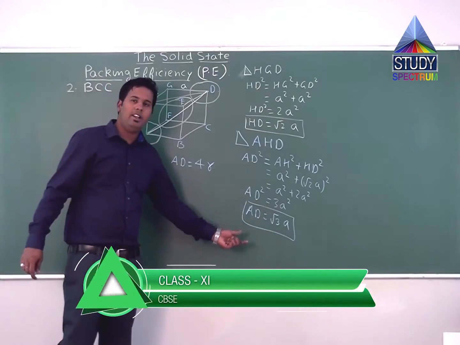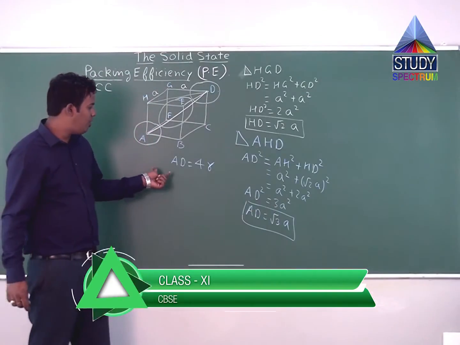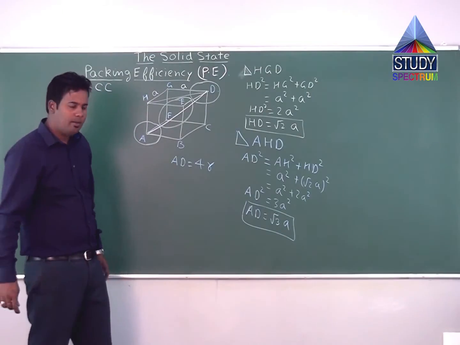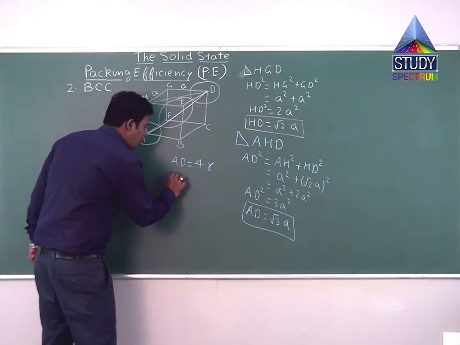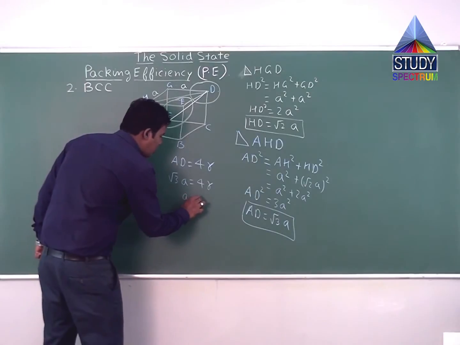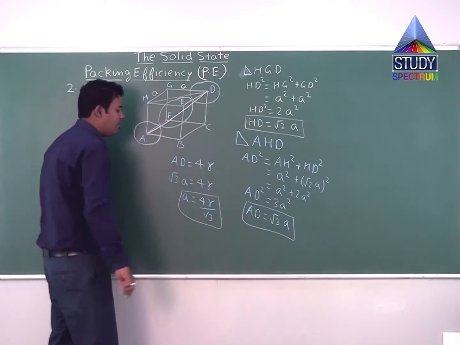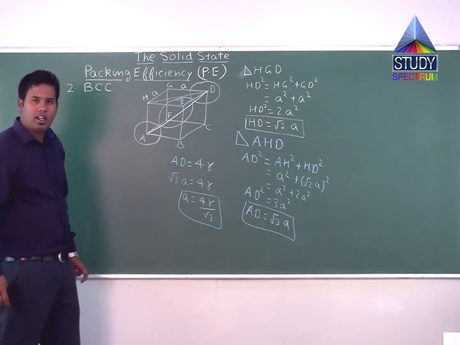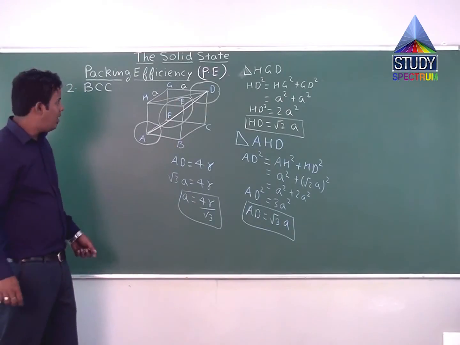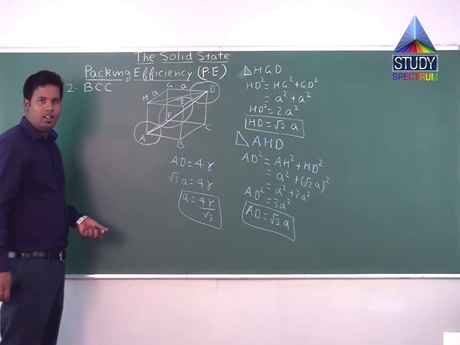Now also we have AD is equal to root 3a. We have obtained the body diagonal in terms of edge length, and we have obtained the body diagonal in terms of the radius of the sphere also. Since the body diagonal is one and the same, finally we can say root 3a is equal to 4r, or in short a is equal to 4r by root 3. So this time also we have generated a relation between the edge length small a and the radius of these identical spheres small r.